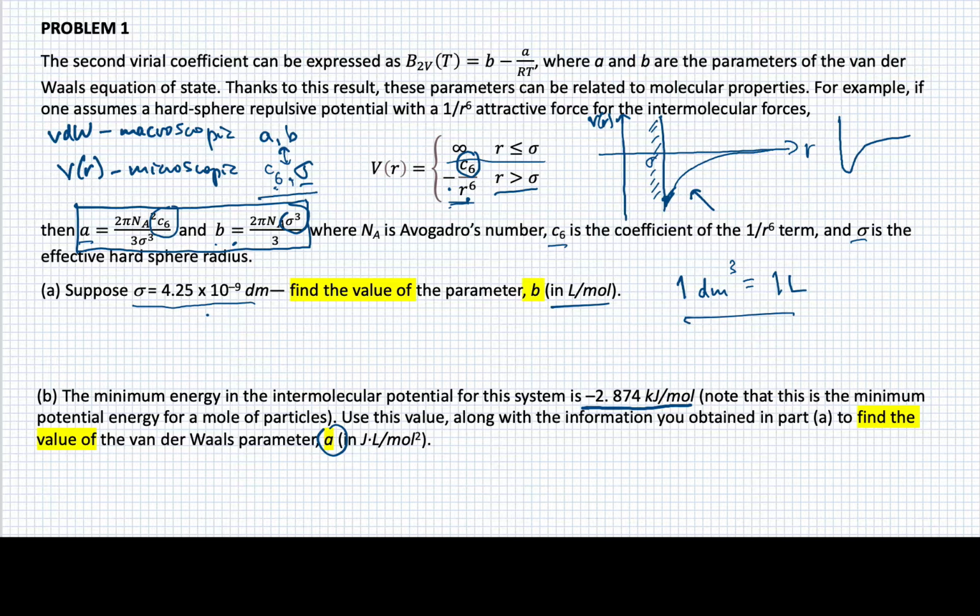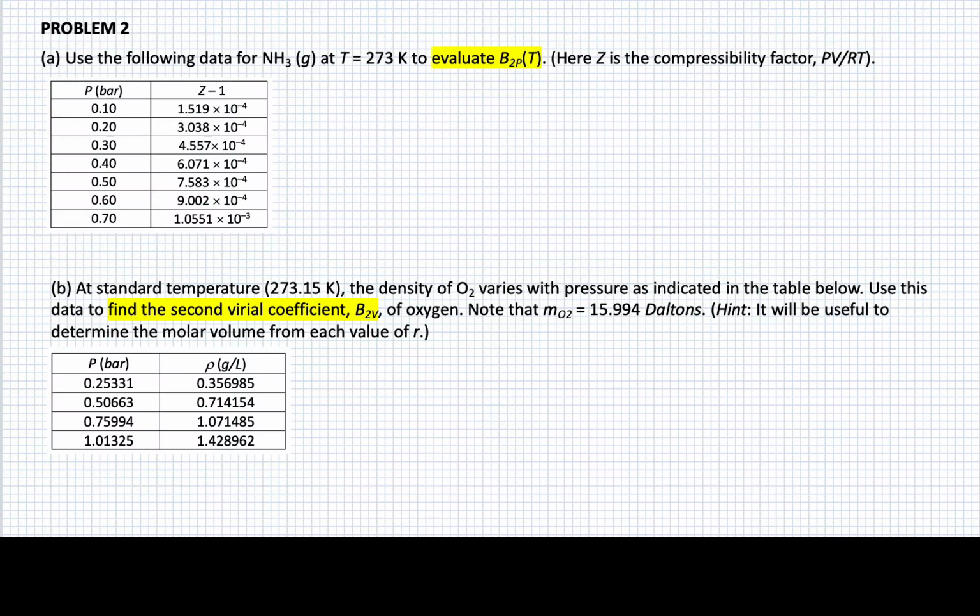I also want to point out that these two expressions here are fairly similar. There are some aspects of them that look very similar. So you might be able to use your result for B from part A to help you find the parameter A in part B. Notice this interesting symmetry in this problem. All right, good luck with this one, and let me know if you have questions. We'll go on to problem 2 now.